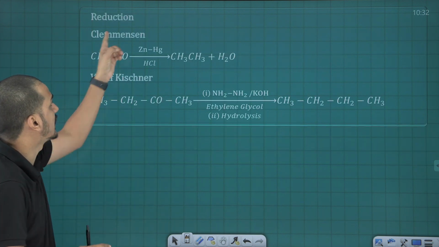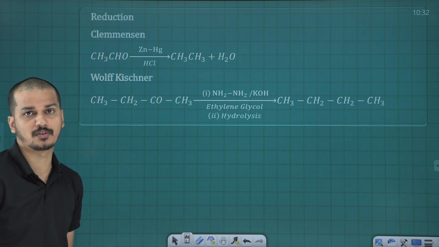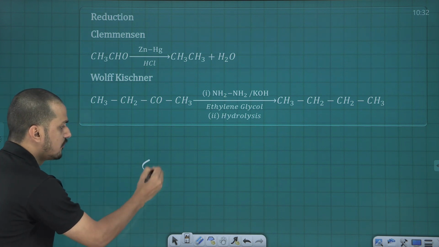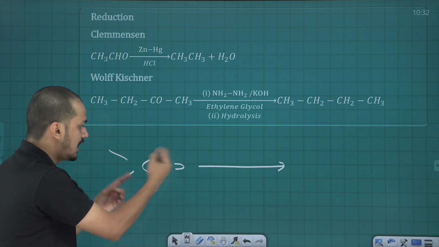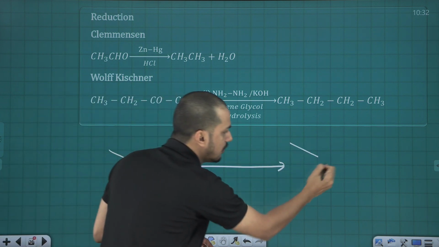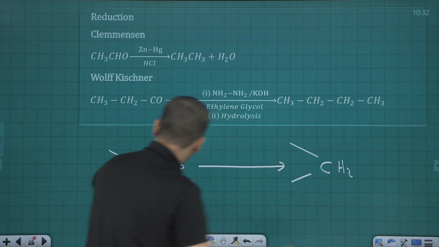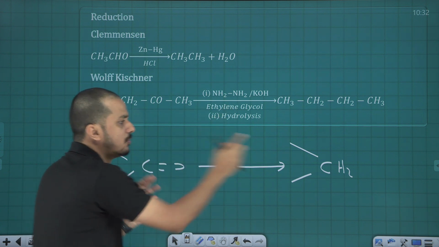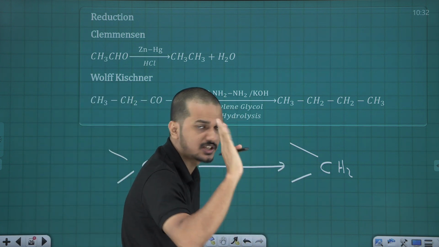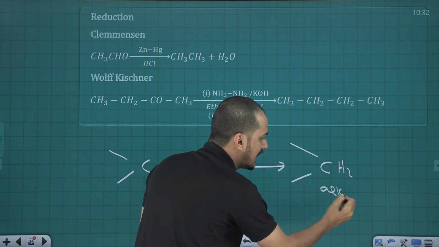Okay, next again, the reduction reaction. There are mainly two types of reductions for carbonyl compounds. Reduction means you are adding hydrogen. This carbonyl compound becomes what? Here the oxygen goes along with hydrogen and forms H2O. Then 2 more hydrogens are added, so a total of 4 hydrogens participate, and you get an alkane.